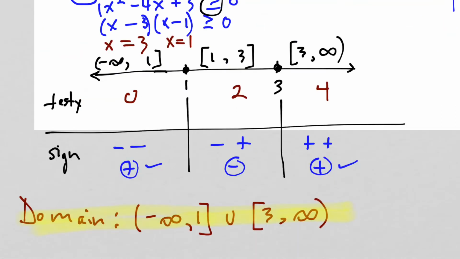So now I just write out my domain in interval notation. So I use my union symbol because I have a two-piece domain. Here, here, here, here, and that is my answer.